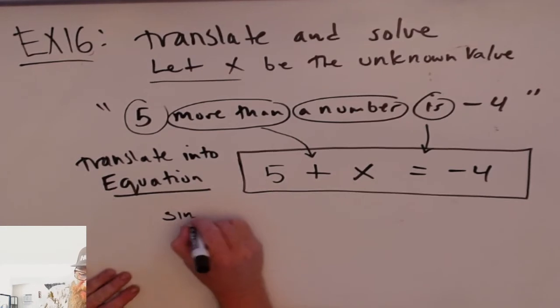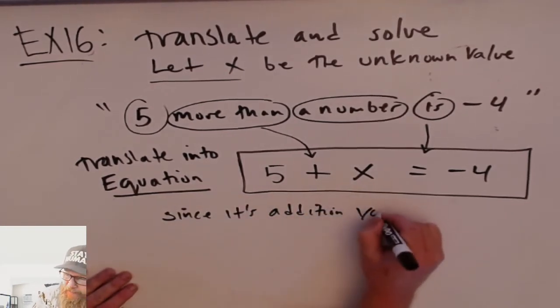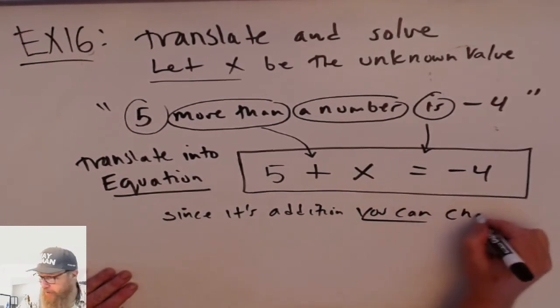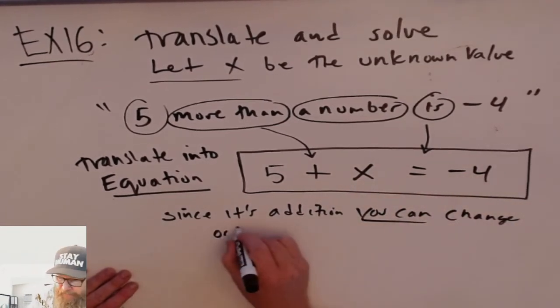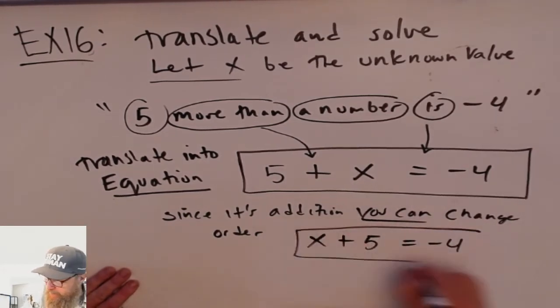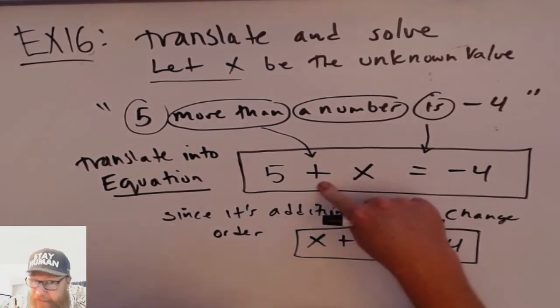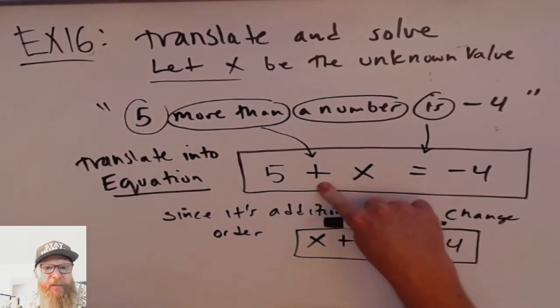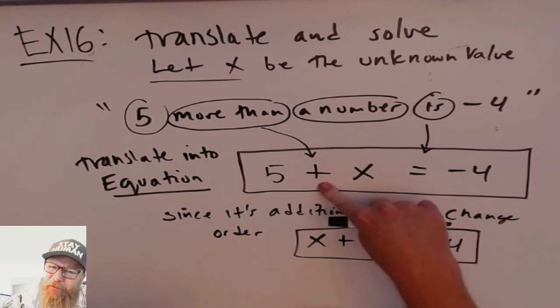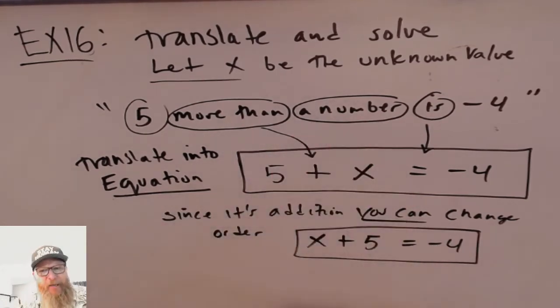And since this is addition, you can change the order if you like. So I would accept either one of these because it's addition. That's only going to be true for addition. I guess it's also true for multiplication as well, right? Because if something is true for addition, it's also true for multiplication. But in this lesson, we're talking about more than or something like that, addition.